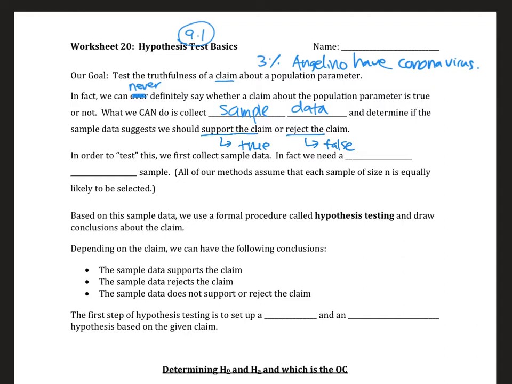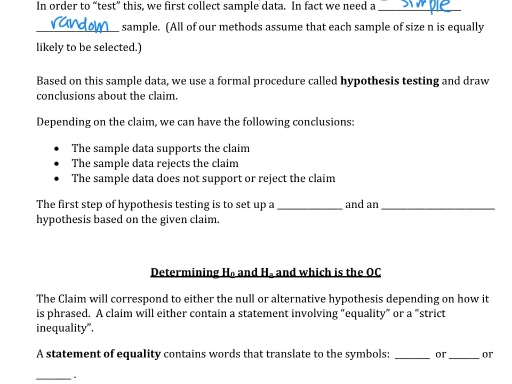So in order to test this, we first collect a sample data. In fact, we need a random sample, a simple random sample, and throughout the section, we're going to assume that all our samples are simple random samples. All right, let's look at the next part. Based on the sample data, we're going to use a formal procedure called hypothesis testing and draw a conclusion about the mean. In this section, everything is very structured. We're going to follow this procedure. It's pretty set. So we'll talk about the first part of this procedure.